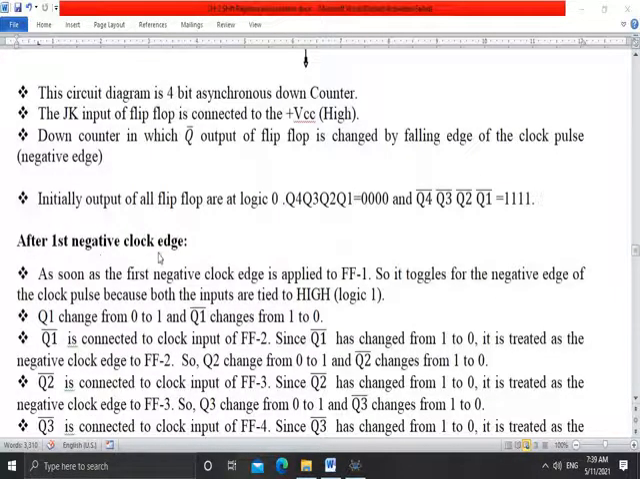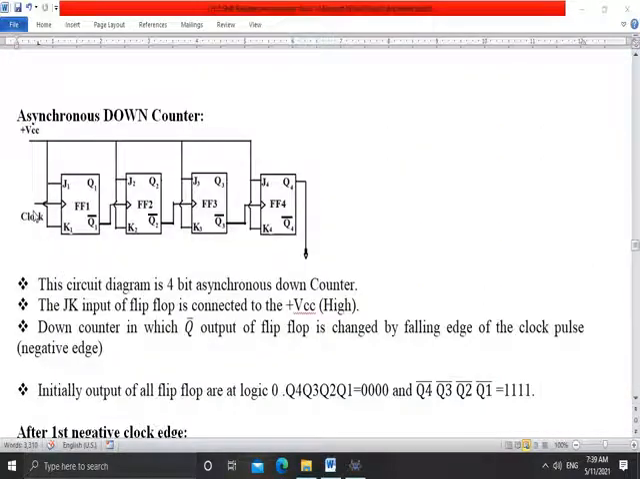After the first negative clock edge, that is, when you apply the clock input for the first time to the first flip-flop, you can notice the toggle condition because J and K are 1 1. VCC means they are connected to 1. So J equals 1, K equals 1 and the clock is applied, then the flip-flop output toggles. Toggle means the opposite of the previous state. Previously Q1 is 0, so 0 changes to 1, and Q bar is 1, so it changes to 0.